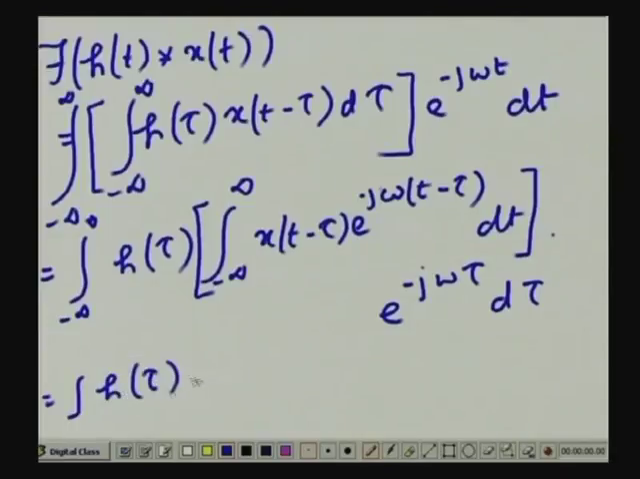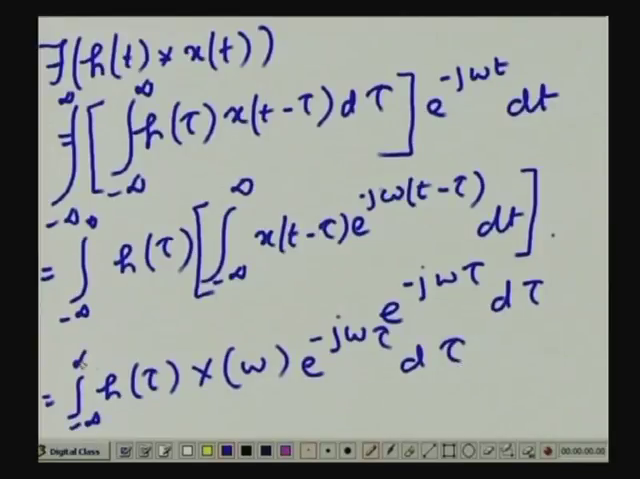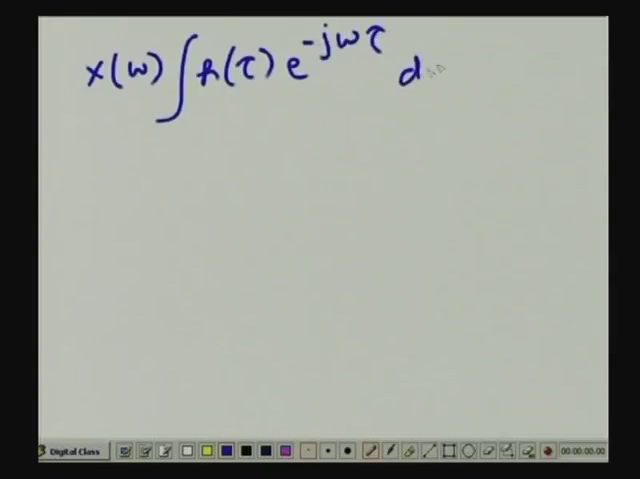So, this expression is equivalent to h of tau X of omega e to the power minus j omega tau d tau, where this integration will be taken over tau from minus infinity to infinity. Now, because this X omega is independent of tau, I can take this X omega out of the integral. So, my expression will now be X omega, then within the integral I have h of tau e to the power minus j omega tau d tau, where the integration is taken over tau from minus infinity to infinity.